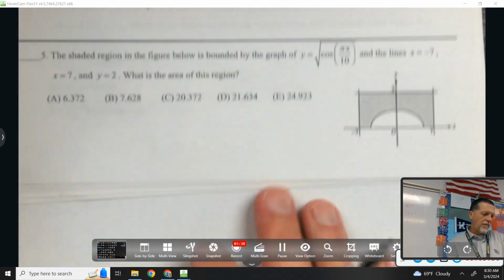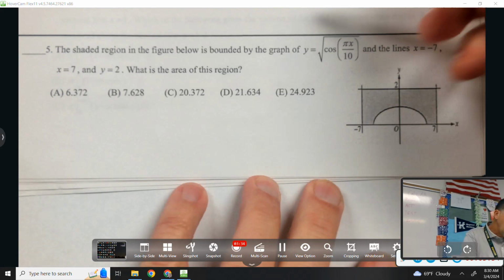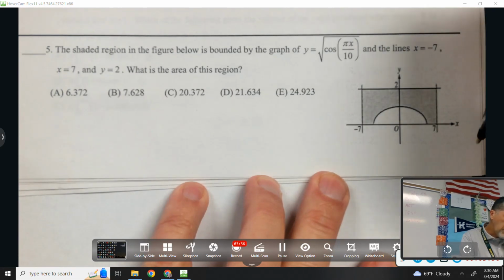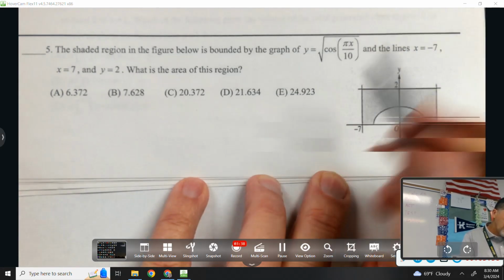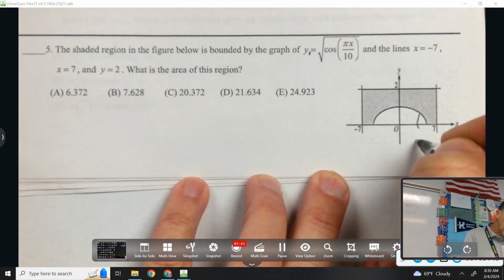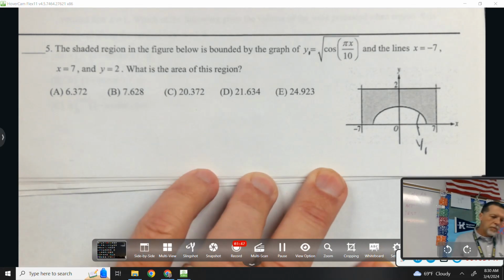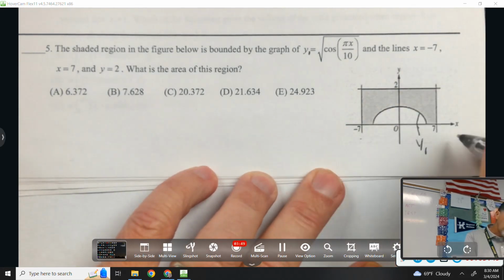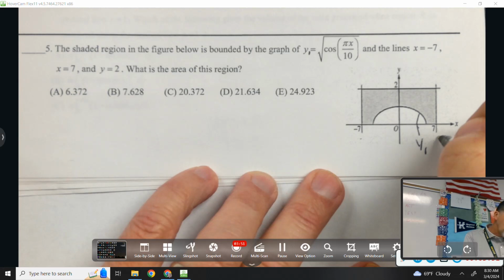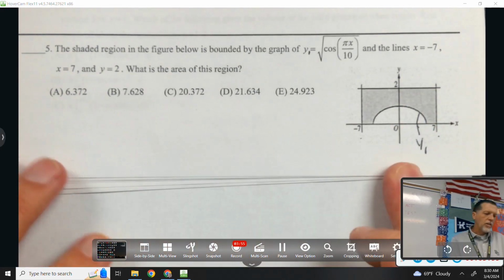Number 5. Oh, missing area. The shaded region in the figure below is bounded by the graph of square root of cosine. I'm going to call that y1. That's got to be that, because that's the only curved thing in there. x equals 7, x equals negative 7, and y equals 2. What is the area of this region?